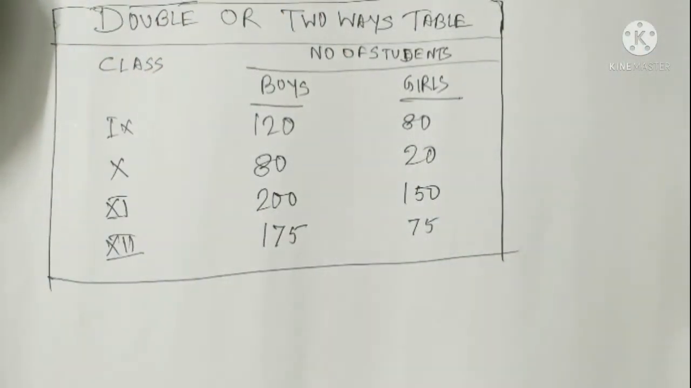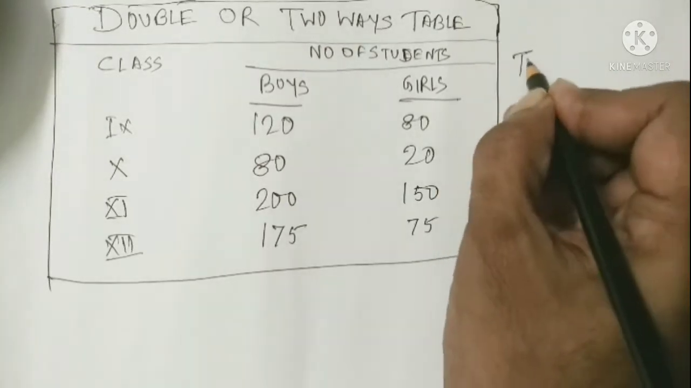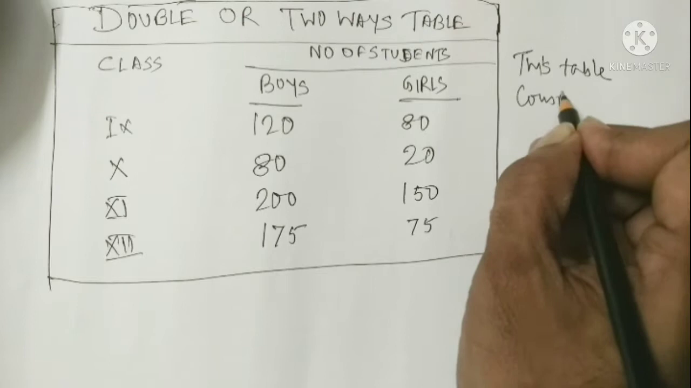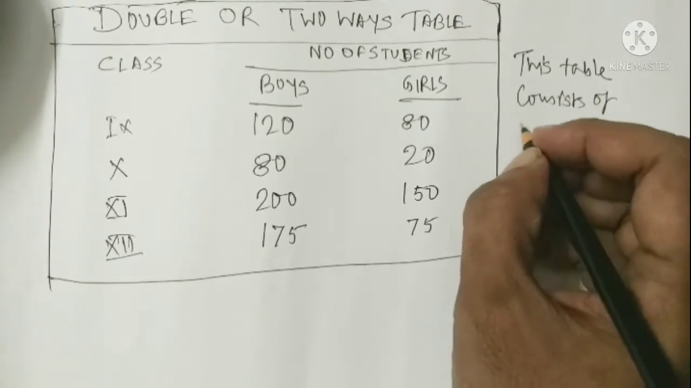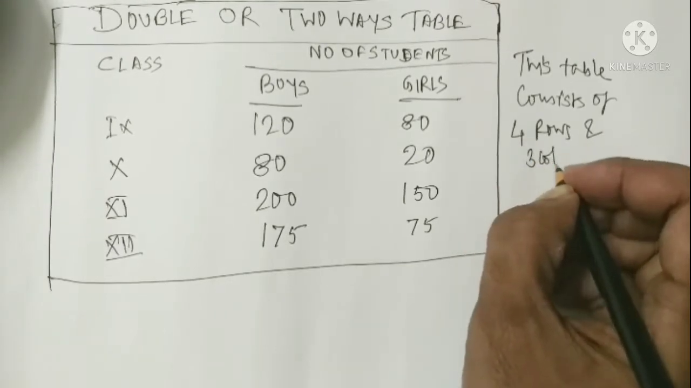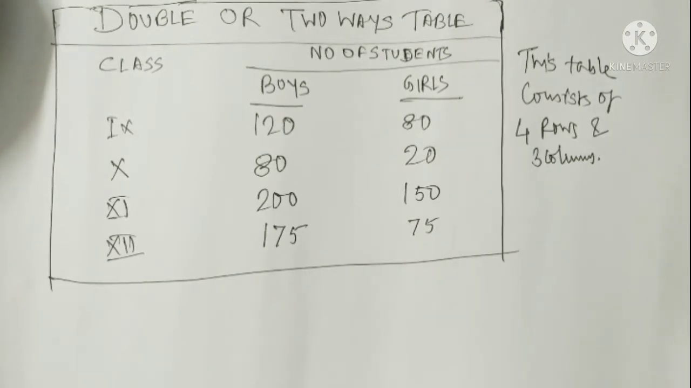This table has an extension with 1 extra column, that is, here there are 3 columns and 4 rows. Again we can write this table consists of 4 rows and 3 columns. Here this is a two-way table because number of students is being decomposed into 2 parts, one is boys and second girls. That's why it is called double or two-way table.